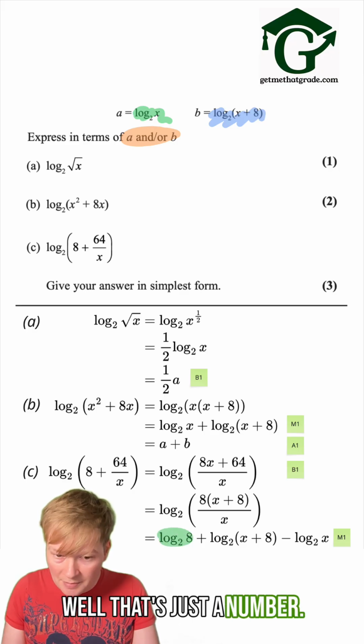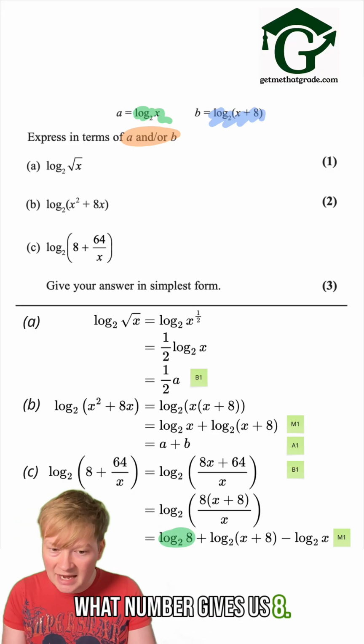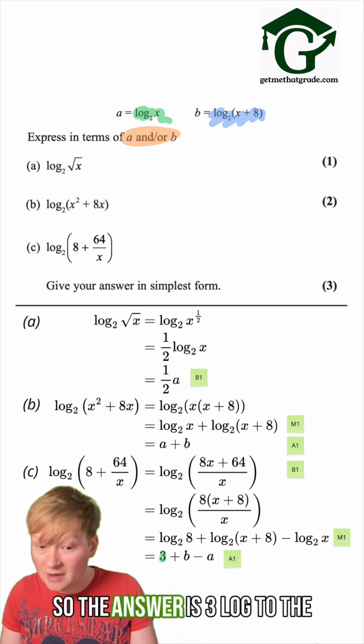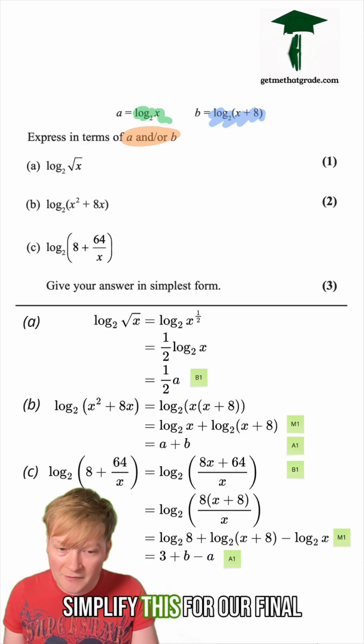Well, that's just a number. It's really asking us a question. It's saying 2 to the power of what number gives us 8? Well, it's 3. So the answer is 3. Log to the base 2 of 8 equals 3. So that's the way that we can simplify this for our final mark.